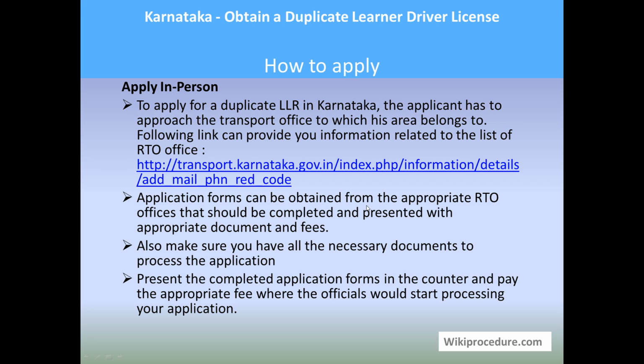Application forms can be obtained from the appropriate RTO office on your visit. So collect the application form. Make sure that you have all the required documents, because if you miss out even one document, your application stands rejected, and also check the eligibility criteria for applying. Once you have the application form, please complete it without any mistakes. Attach all the required documents and submit it to an officer there at the RTO office.